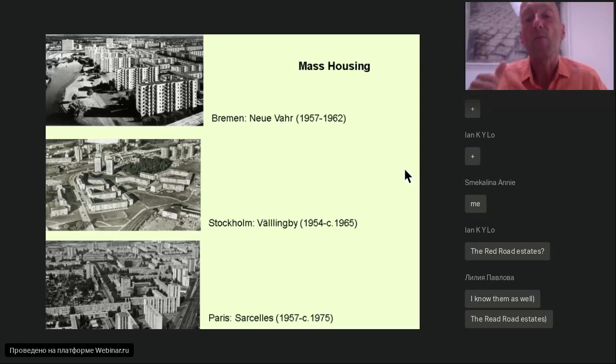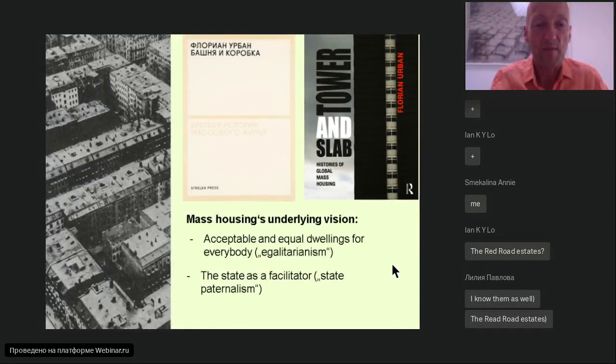So the definition that I actually applied in my book is that mass housing is defined according to an underlying ideological vision, that is to provide acceptable and potentially equal dwellings for the whole of society, and the idea of egalitarianism. Obviously, this is a leftist idea. Obviously, this was very widespread in the socialist countries, but not exclusively. It was just as widespread in many capitalist countries.